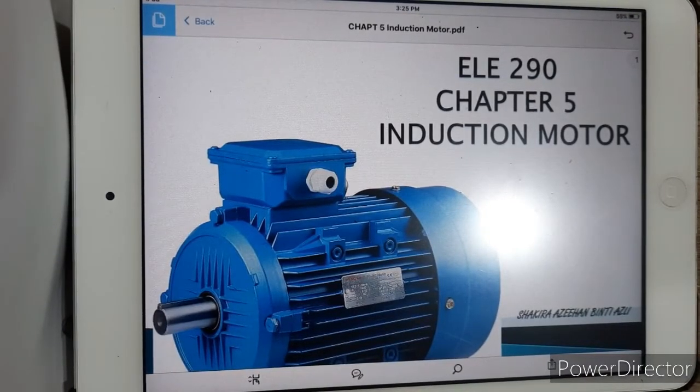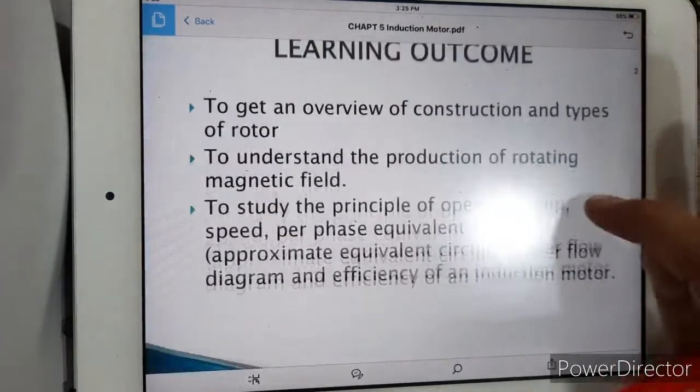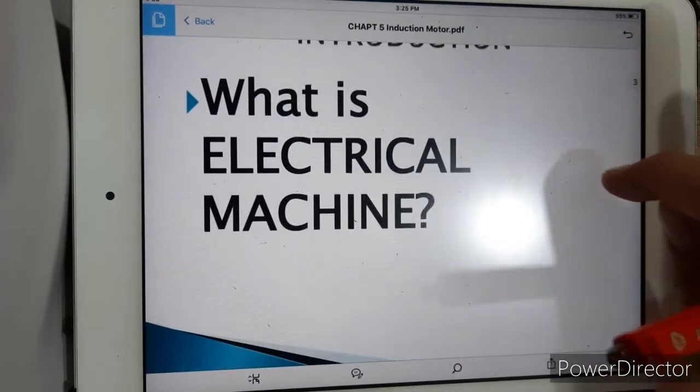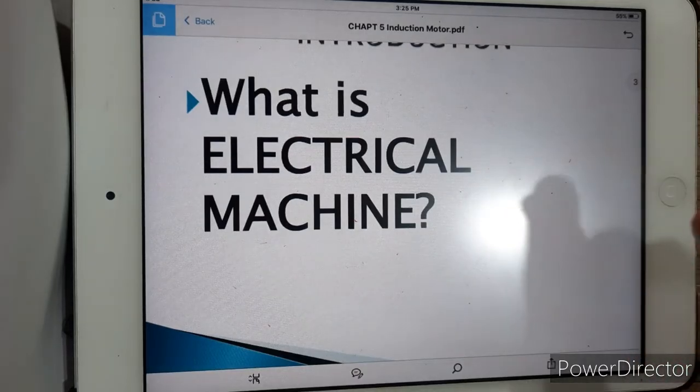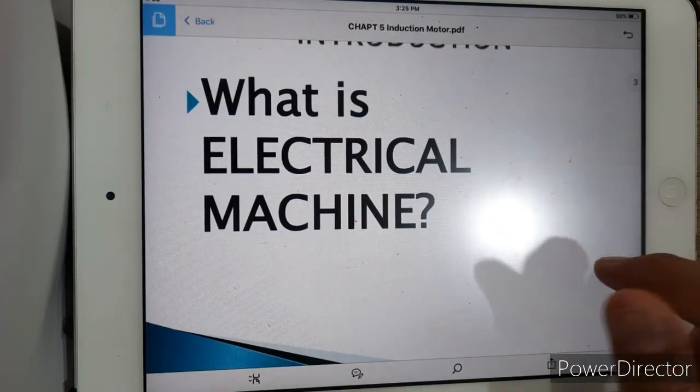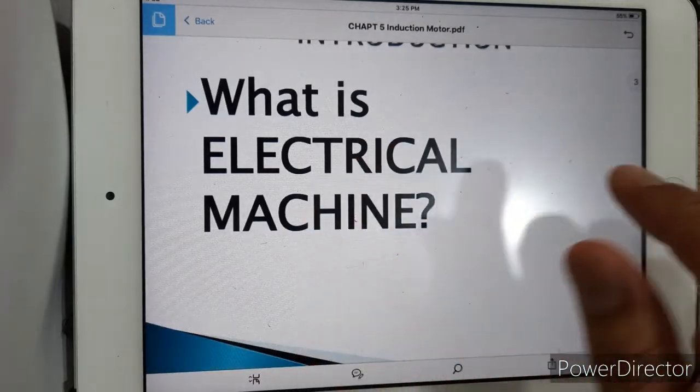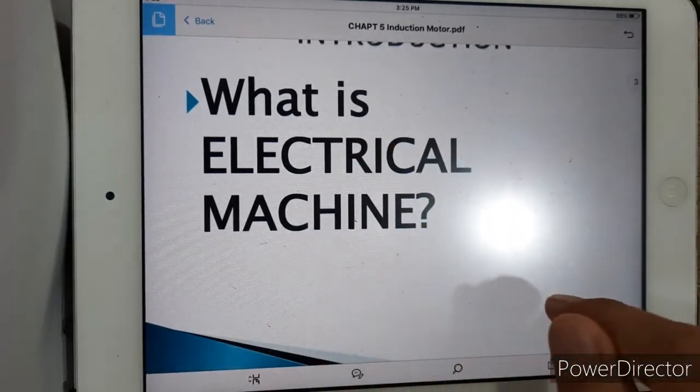Okay, Bismillahirrahmanirrahim. So, in this chapter, I'm going to explain chapter 5, which is induction motor. So, what is an electrical machine? Motor and machine have different meanings. Machine is general. Motor is part of machine.